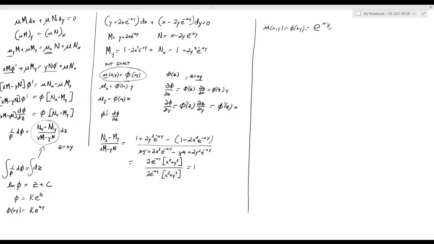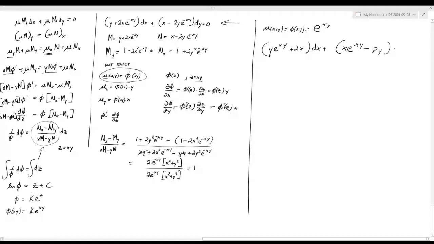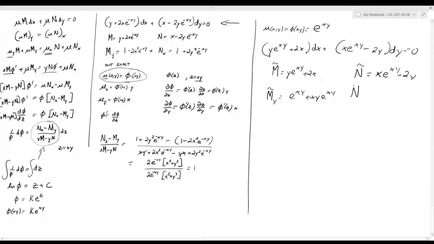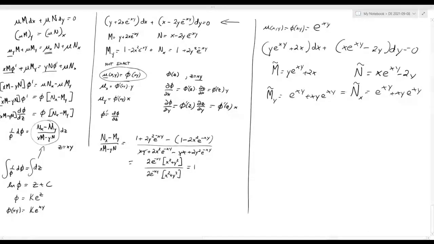So the claim is that this is a good integrating factor. So it should make this differential equation exact after we multiply both sides by the integrating factor. This is our new m tilde. Differentiate m tilde with respect to y. Differentiate n tilde with respect to x. Indeed, these are equal. We have an exact differential equation.